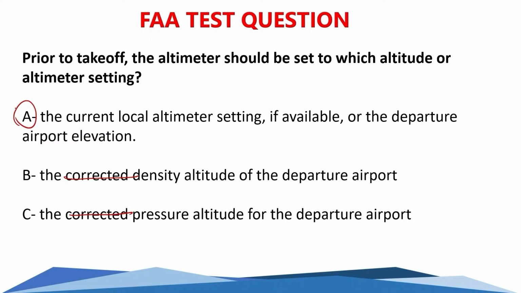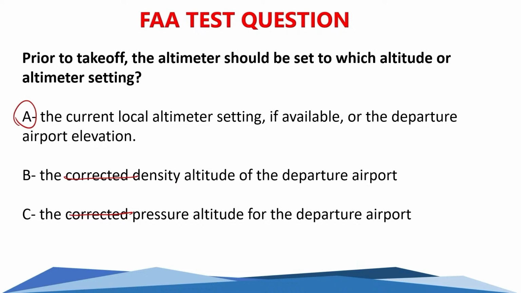Unfortunately, I think I fat fingered the star in there, so you can basically ignore that. The correct answer is the current local altimeter setting if it's available. And if you don't have it, then we basically use the departure airport elevation. We look it up, we figure out whatever that value is. If it's 1,000 feet, then we make sure the altimeter says 1,000 feet. And then whatever is in that Kollsman window is whatever the local altimeter setting is while we're taking off.